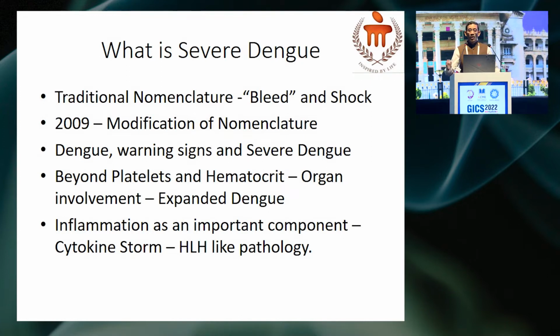For the first time, organ involvement came into diagnostic classification of dengue patients, and probably that was the point when we started looking into the organ involvement due to causes other than capillary leak. And that's where the cytokine-induced inflammation, cytokine storm, otherwise called HLH pathology, came up into the limelight for dengue infection also.